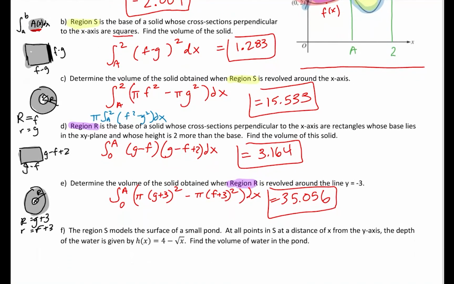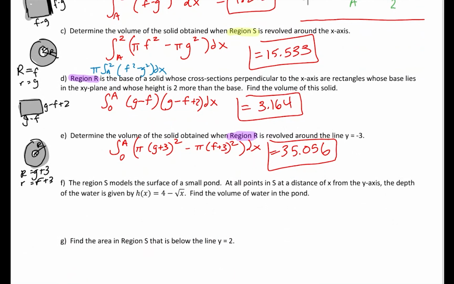All right, moving right along. For the region S. Okay, so we're back to region S. So that's going to go from A to 2. It models the surface of a small pond. At all points in S, at a distance of x from the y-axis, the depth of the water is given by function h. Find the volume of the water in the pond.